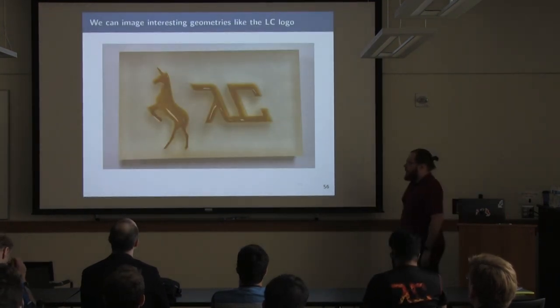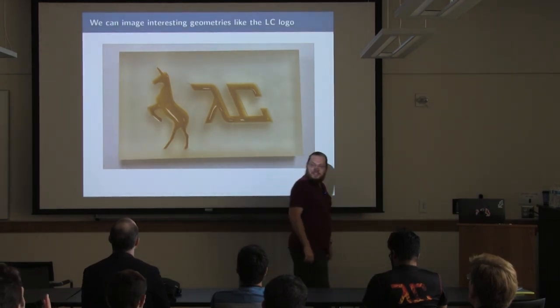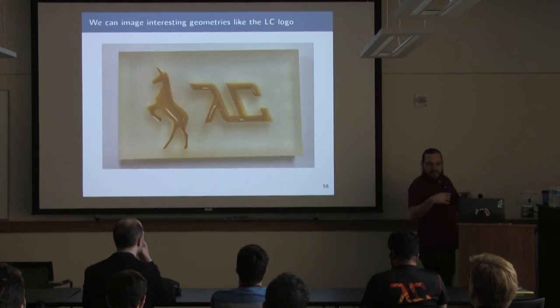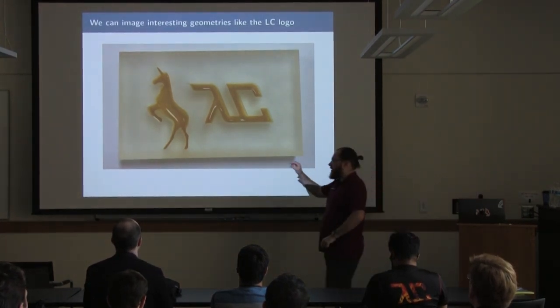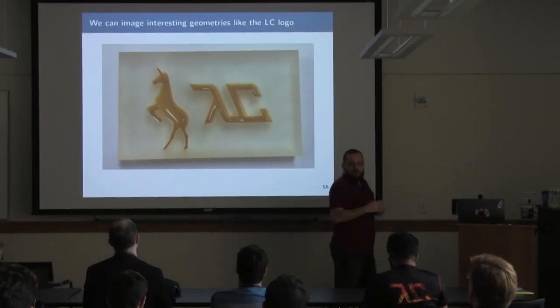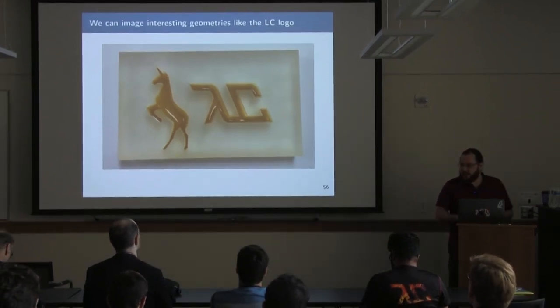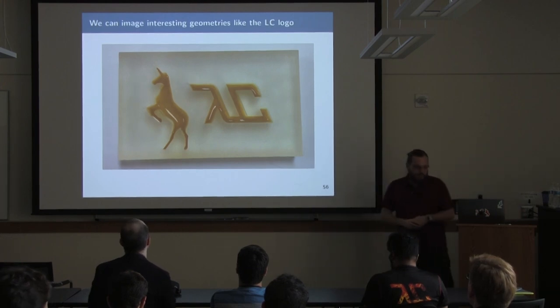So here, I made the LambdaConf logo. I stole it from John from online. It's a 3D printed part, about 5 millimeters deep, but it has wells in the shape of our favorite logo that are about 3 millimeters deep. And then I filled it with iron. That's what the brown part is. I filled it with iron nanoparticles that I want to image.